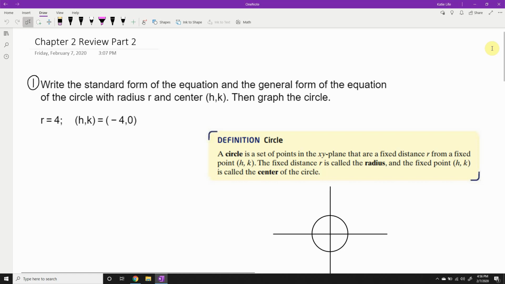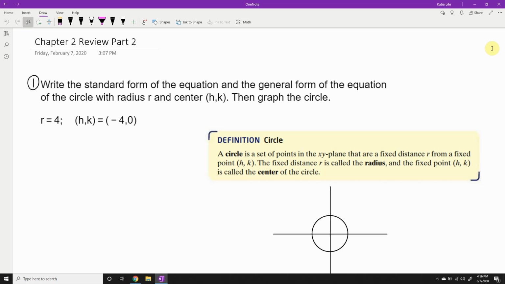Hello everyone, welcome back to part 2 now of the chapter 2 review. In this video we're going to go through a little bit more details about equations involving circles. So let's start with this first one here. Write the standard form of the equation and the general form of the equation of the circle with radius r and center h, k. Then graph the circle.